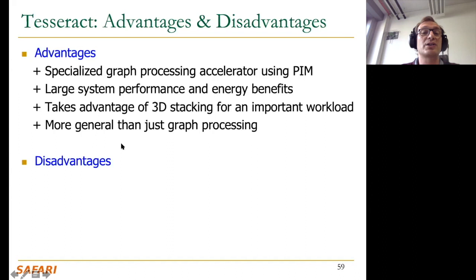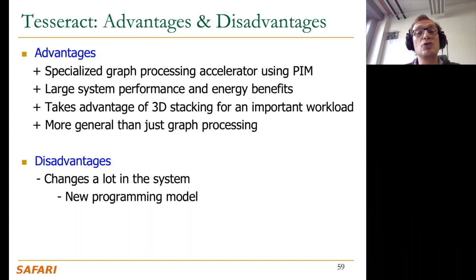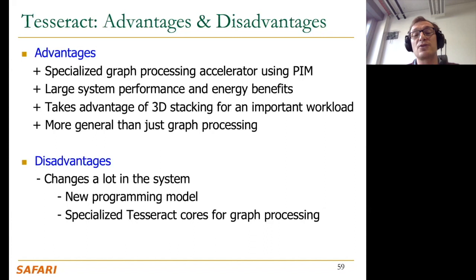So clearly there are disadvantages here also. It changed a lot in the system. This doesn't mean it should be rejected because of that, as you already know, but clearly adoption will not be easy for a system like this also, because it gives a new programming model, at least new to this abstraction level. And it provides specialized Tesseract cores for graph processing, specialized because of both message passing, as well as prefetching mechanisms that we discussed.